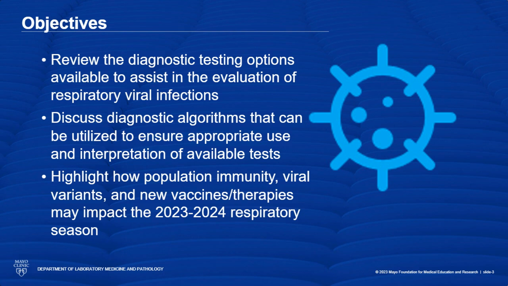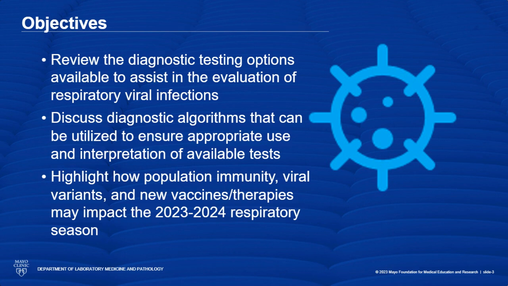We'll then finish up with a forecast for this respiratory viral season, and I'll talk about how a variety of factors might influence the trajectory of this respiratory season, including the population's immunity, the effect and impact of viral variants, as well as the potential for viral interference, and then new vaccines that are on the horizon, as well as new viral therapies, and how those may contribute again to the trajectory and the severity of the respiratory season here in the United States.